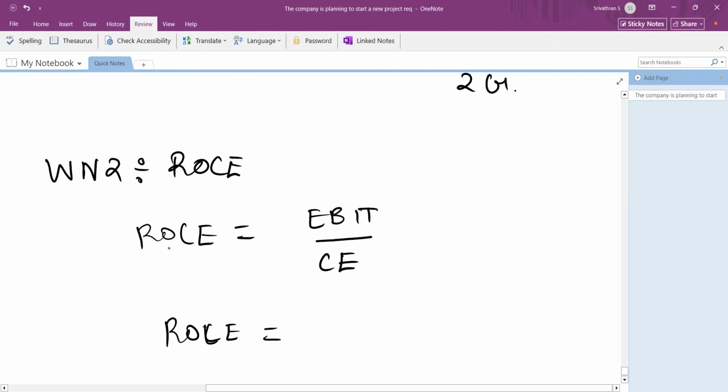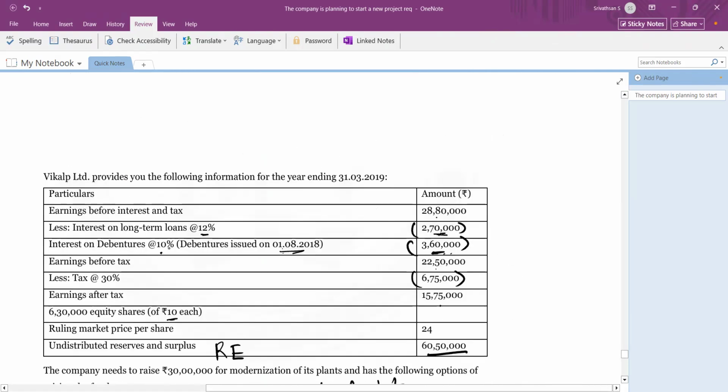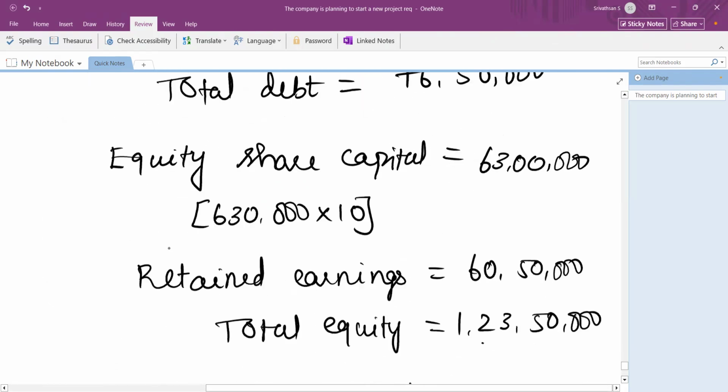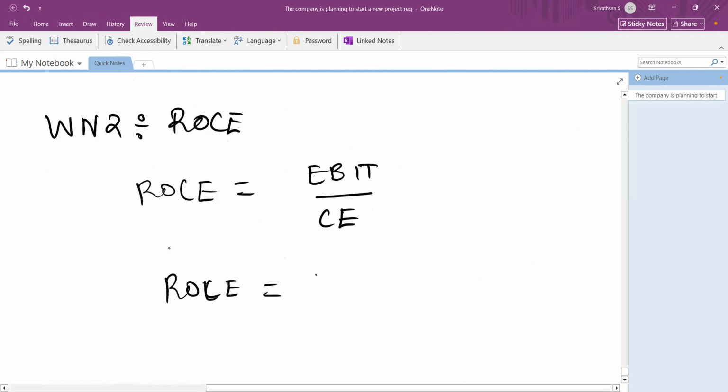So what is the EBIT of the company? The existing EBIT of the company is 28 lakh 80,000 and the total capital employed by the company is 2 crores or 20 million. So it is 28 lakh 80,000 divided by 20 million or 2 crores.